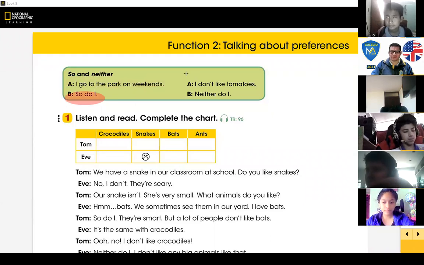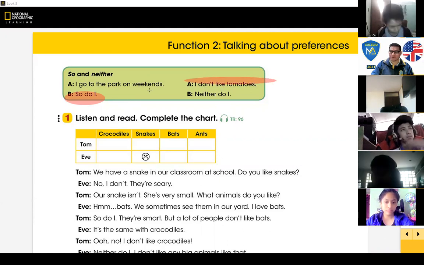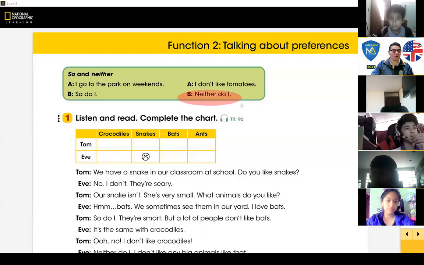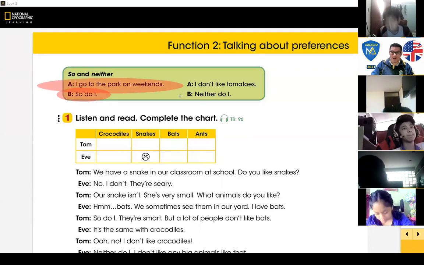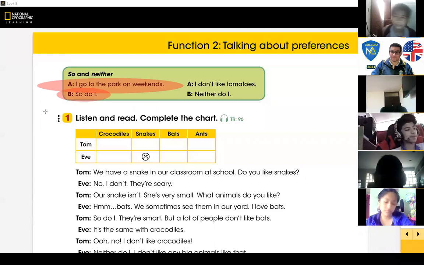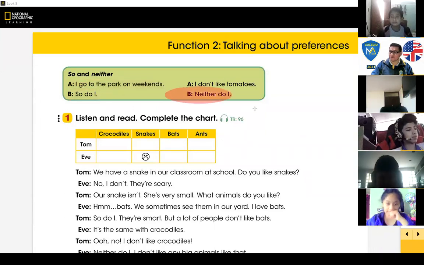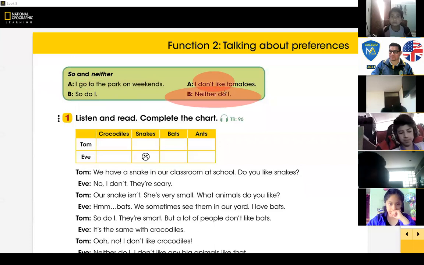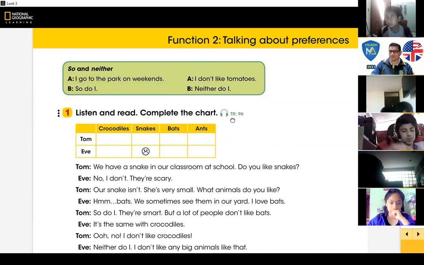For example, here it says, I don't like tomatoes. No me gustan los tomatoes. Si quisiera decir yo tampoco, what do I say? Neither do I. Yo tampoco. Okay? So do I, yo también. Neither do I, yo tampoco. Si te das cuenta, el so do I lo utilizo para responder algunas oraciones que son afirmativas, ¿verdad? Mientras que el neither do I lo utilizo para responder algunas oraciones que son negativas. Ok, ya. So, let's go now.